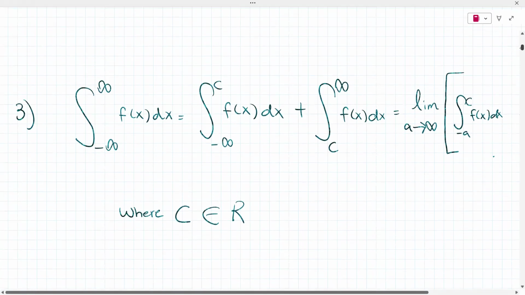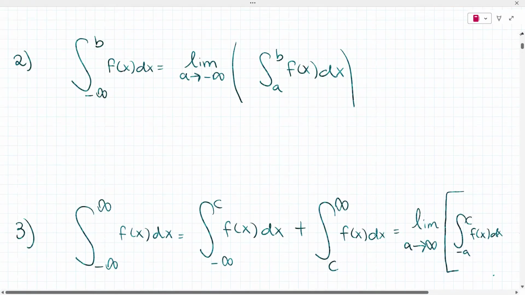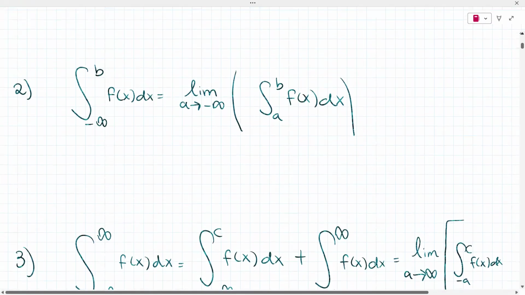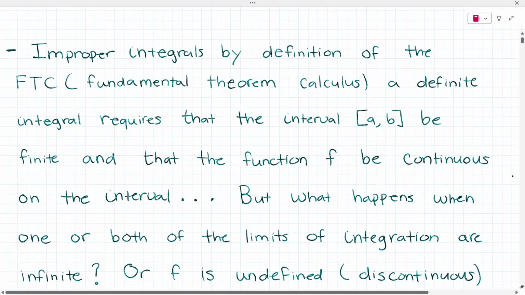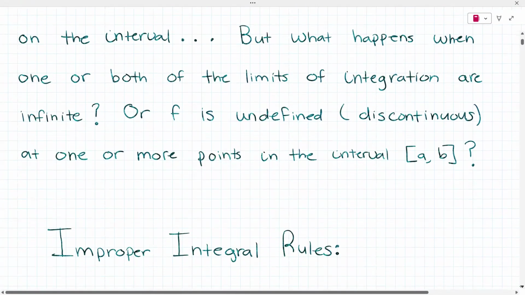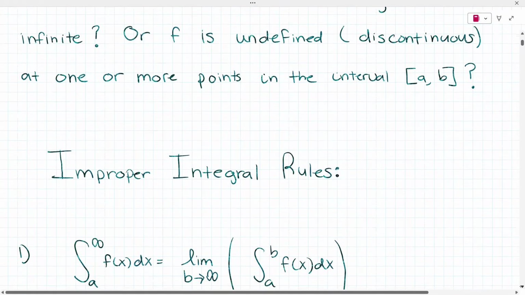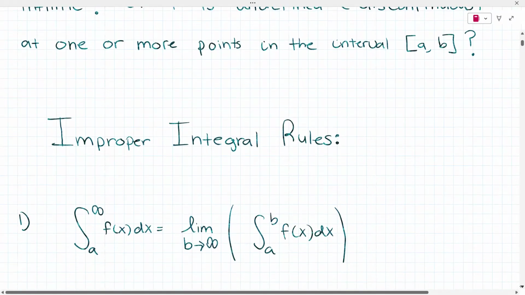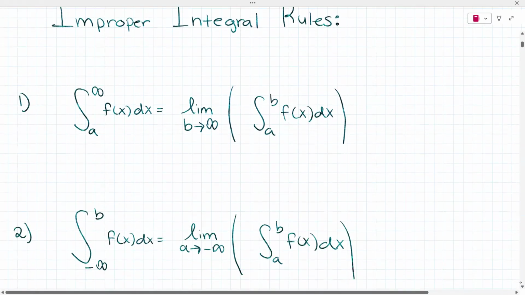Okay, so the first rule for improper integrals. Rule one: if your integral looks like this, where the lower boundary a is an actual real number and your upper boundary is infinity, the integral of f of x dx, you're going to rewrite it as the limit as b goes to infinity of the integral from a to b of f of x dx. You'll see when we do an example.